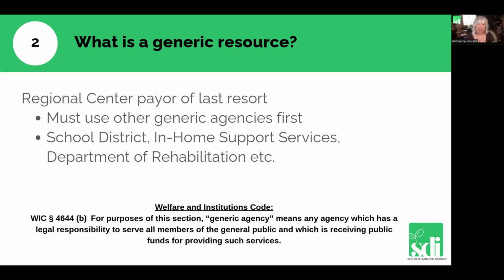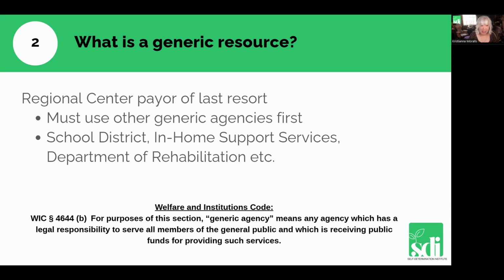So you still have to ask the school district first for those types of services, get a denial, and insurance, if it's something that insurance would cover, get a denial from them, and then regional center can pay for the service. So even though we're going to self-determination program, we are still regional center clients. We still have regional center rules around these things of how it can be spent.